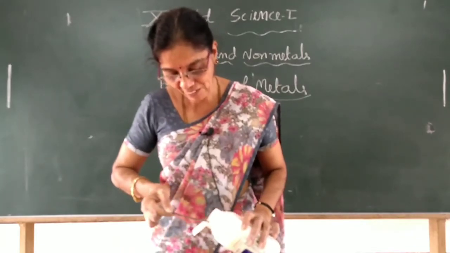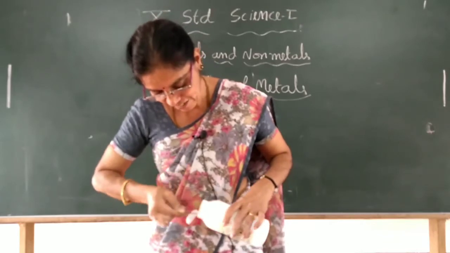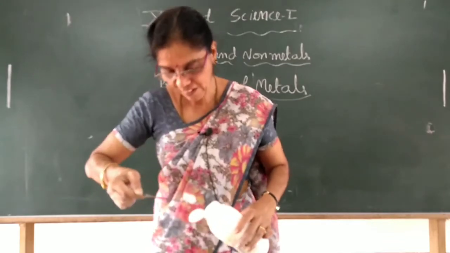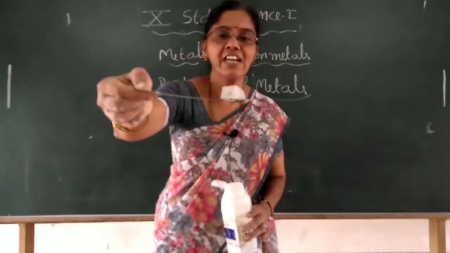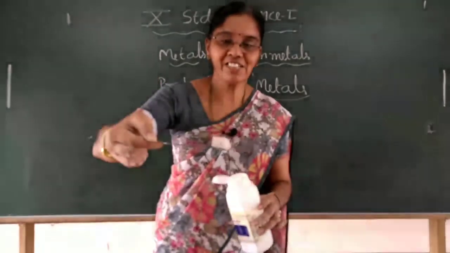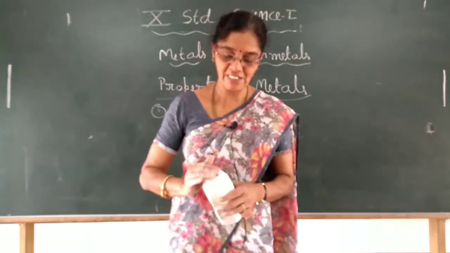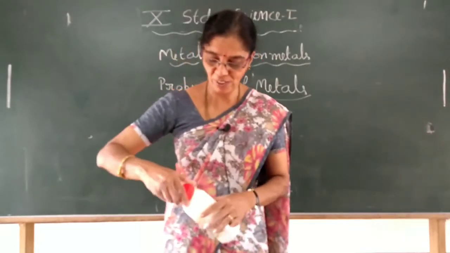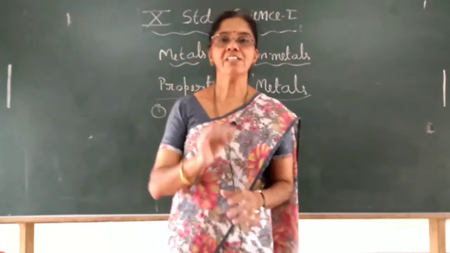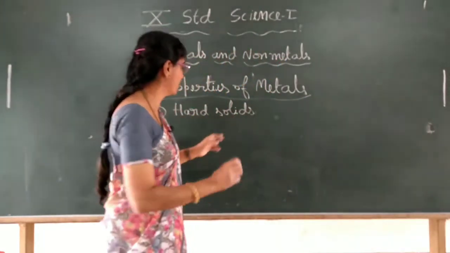One more metal I will show you, which usually you won't see. This is a very reactive metal, sodium. Can you see, children? It is very soft, you can cut it. I will keep it in the kerosene, very reactive metal it is. It will react very quickly with the air and water. So that is sodium metal. It is very soft. Usually metals are hard solids, but an exception is there.